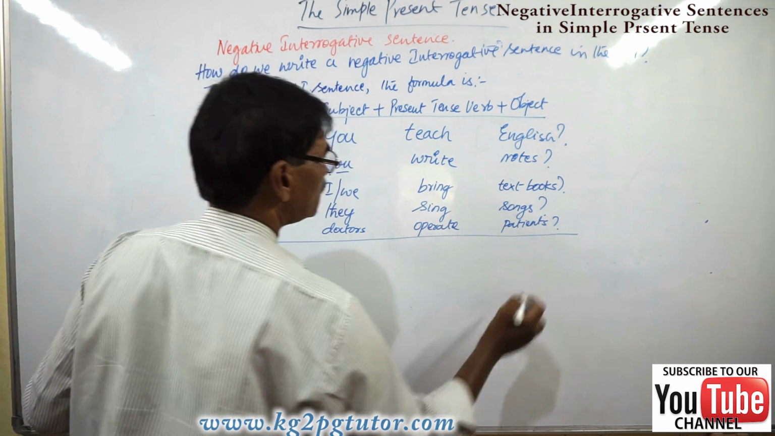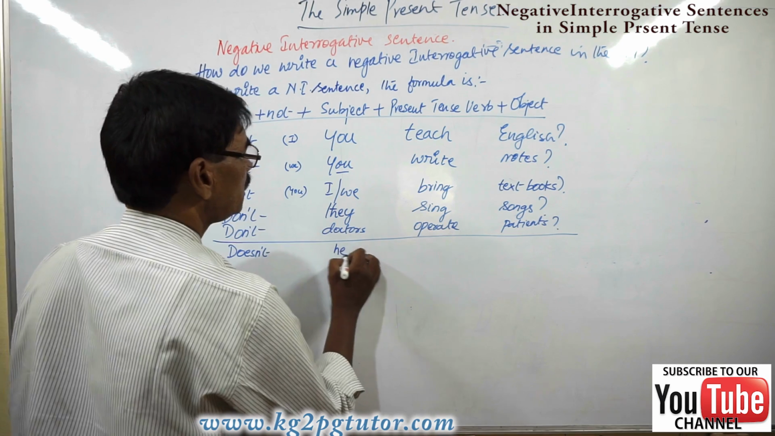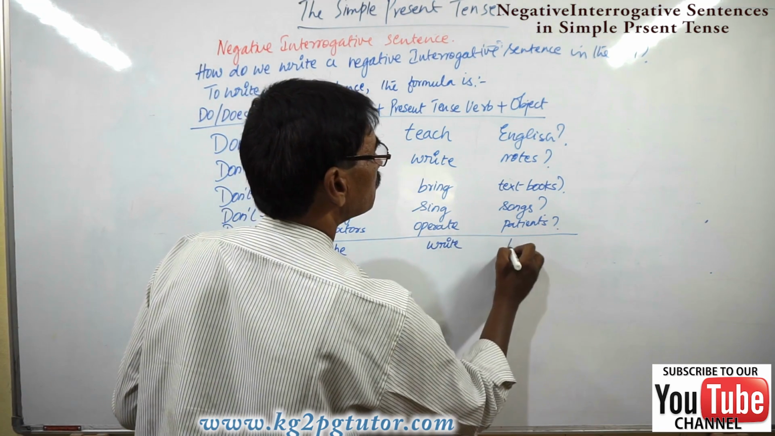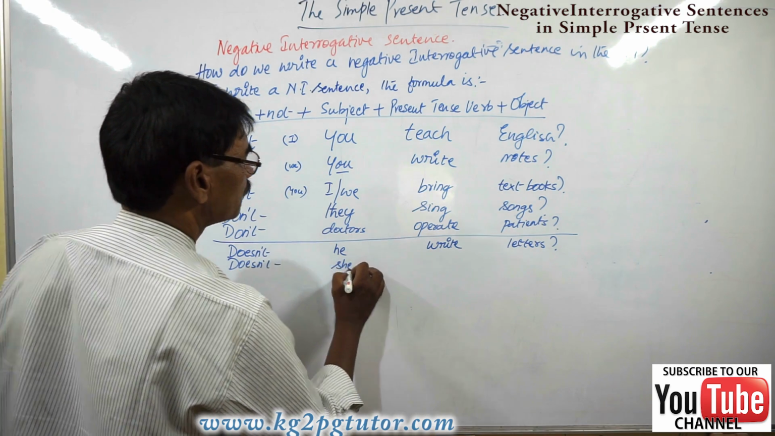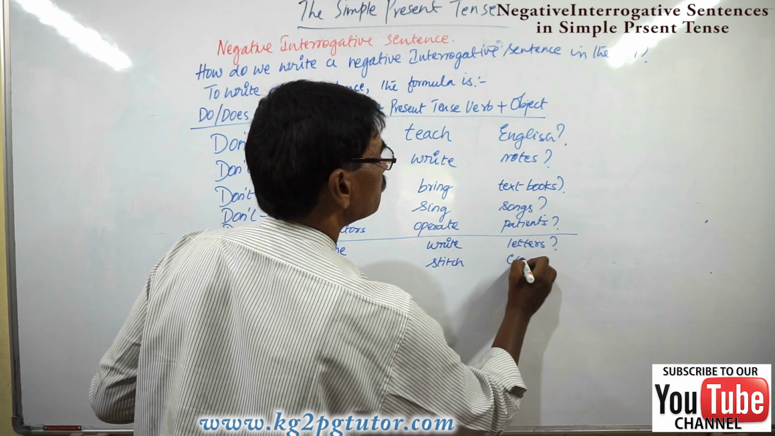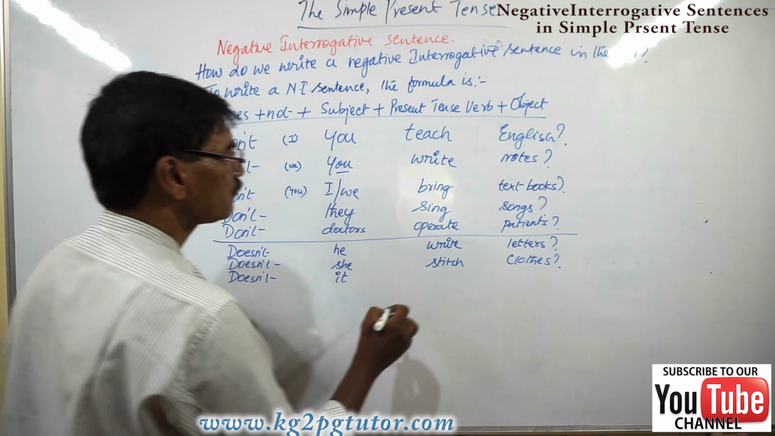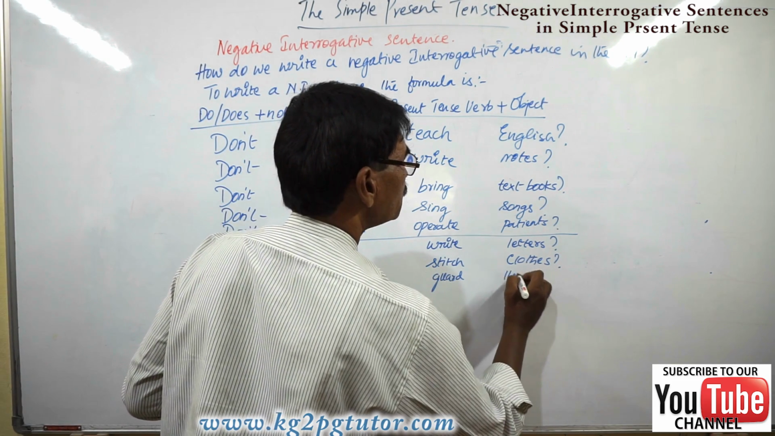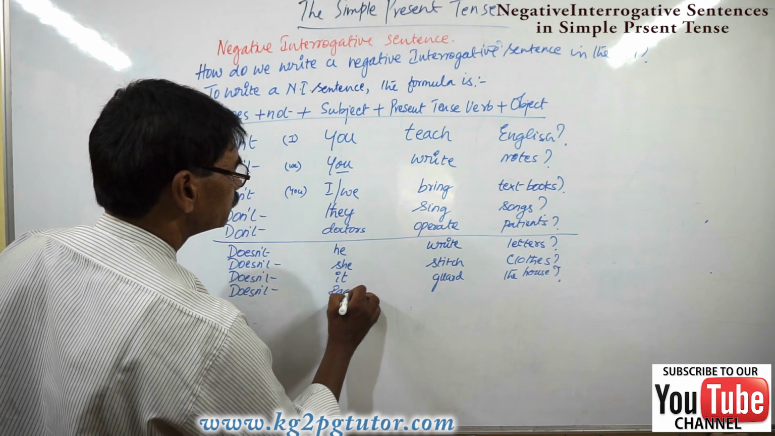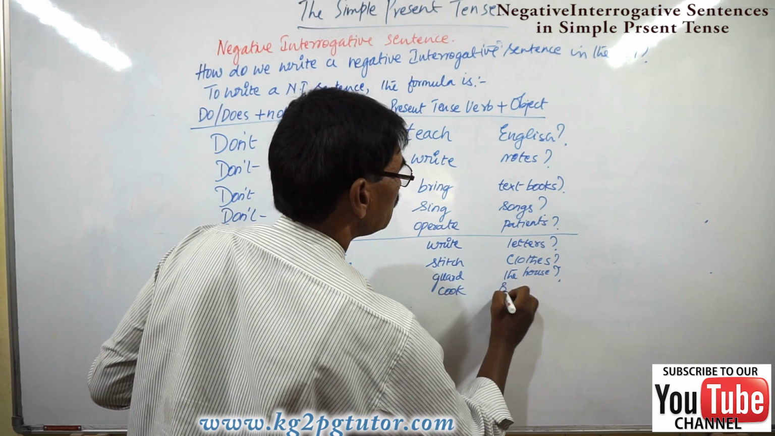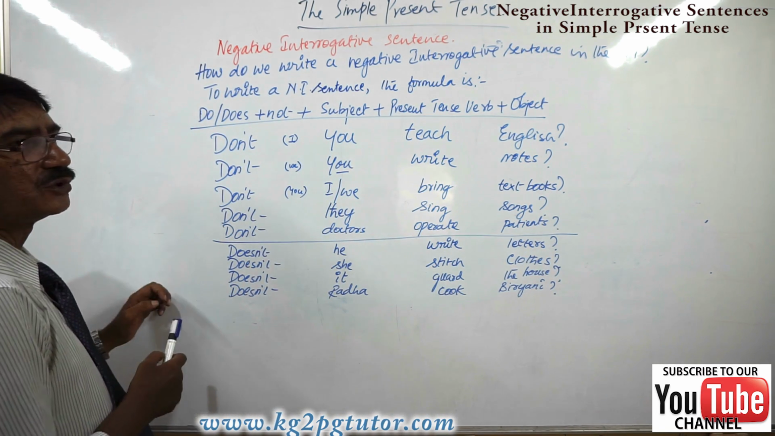Okay, we'll draw a line over here and we'll see how it goes for singulars. Doesn't, does plus not becomes doesn't. Doesn't he write letters? Doesn't she stitch clothes? Doesn't it guard the house? Doesn't Radha cook biryani? Isn't it? Now we have learnt all the four types of sentences.